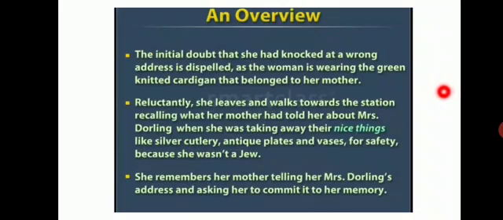Now, reluctantly, unwillingly, the narrator leaves the house and walks towards the station, trying to recall what her mother had told her about Mrs. Dorling when she was taking away their nice things, their valuable things, like silver cutlery, antique plates and vases for safety, because she was not a Jew. She also remembers that her mother had told her that she should remember the address that she had told her. That is, the address was 46 Marconi Street.